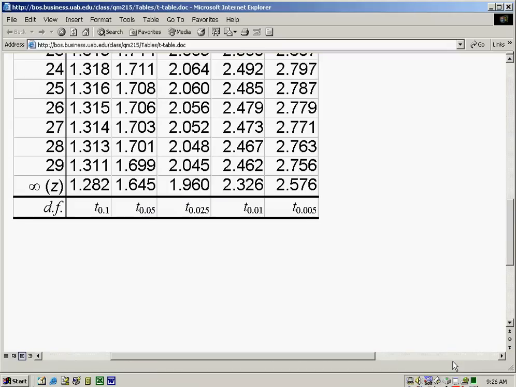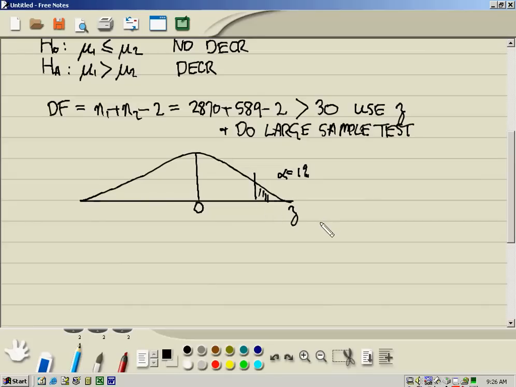So going to our t-tables, looking for the appropriate critical Z value. Alright, Z, the last row, alpha of 1% is 0.01, so we have 2.326 for the critical value. Alright, so it's on the positive side, so it's a positive 2.326.